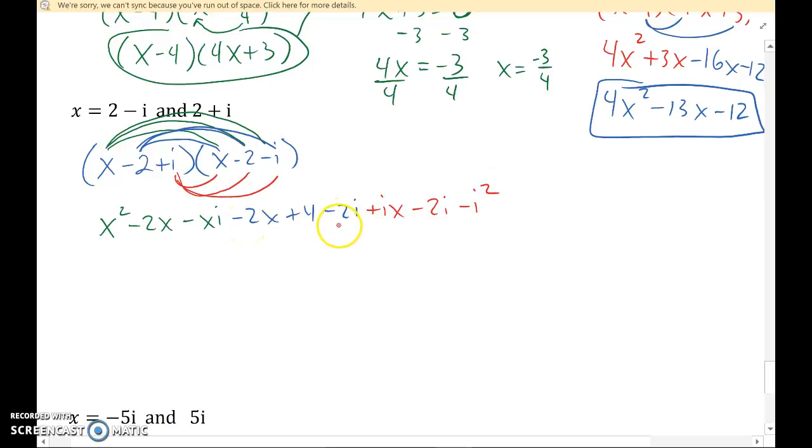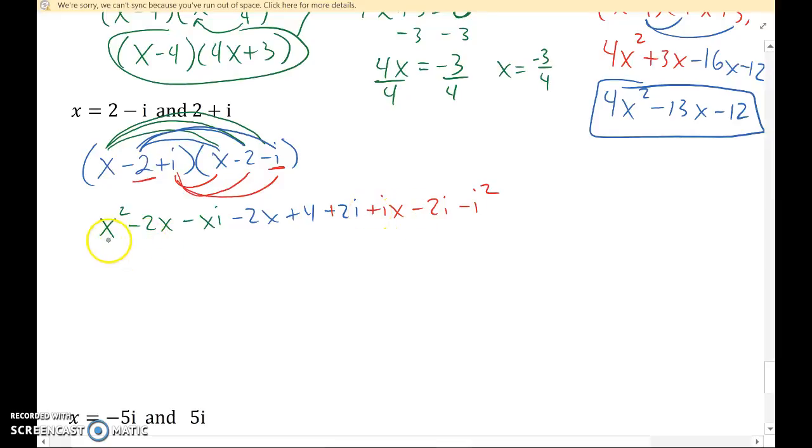And back here on this i, this should have been a positive 2i because it was a negative 2 and a negative i, which would have been a positive 2i. So just pay attention to what you're doing. Make sure you're not making any mistakes.